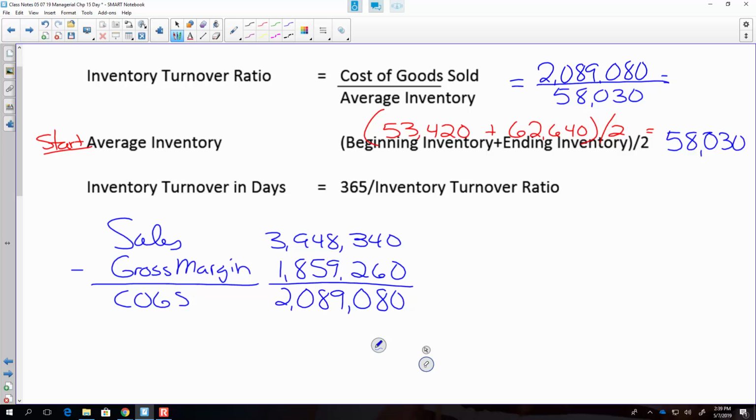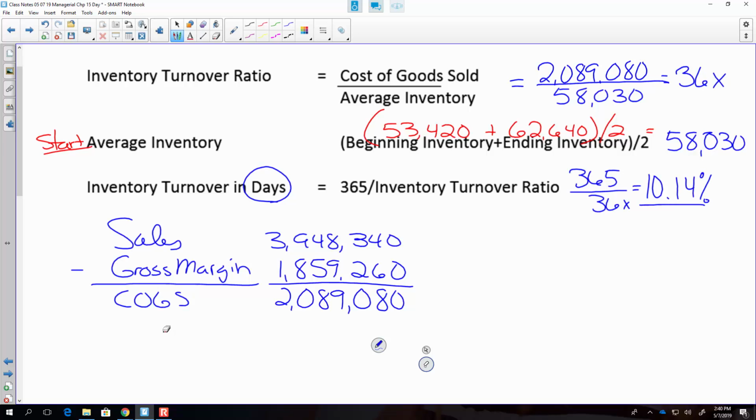That's a lot of turns. How many turns is that? 36. 36 times in a year? Does that come out exactly 36? So there's 12 months, so every 3 times in a month, right? So every 10 days. So our turnover in days should be around 10. So if I take 365, divide it by 36 times, right? It's 10 point, is it even 1? It's 10.138.